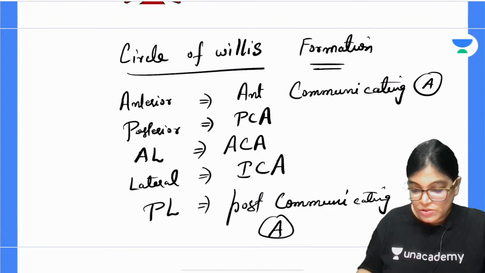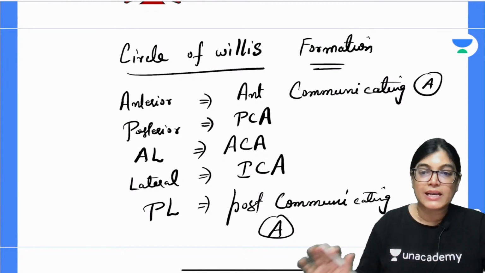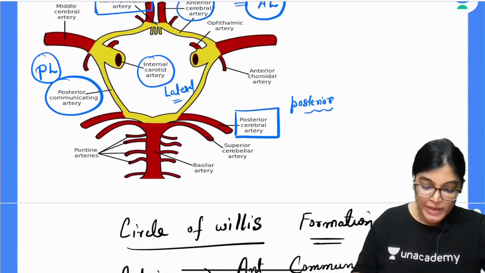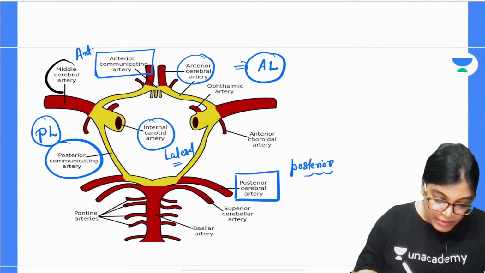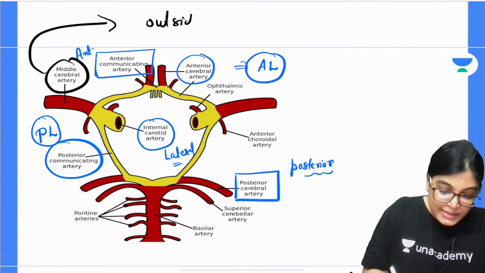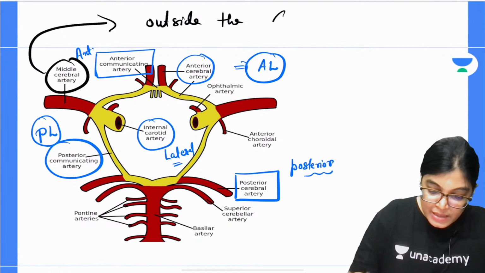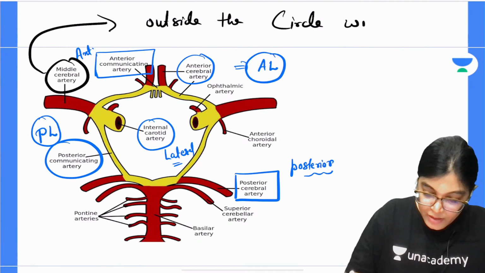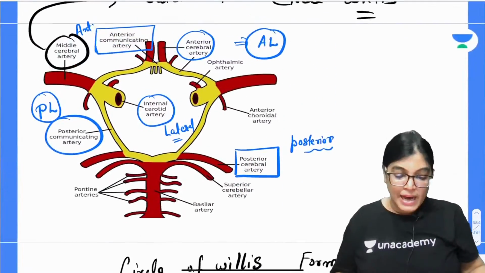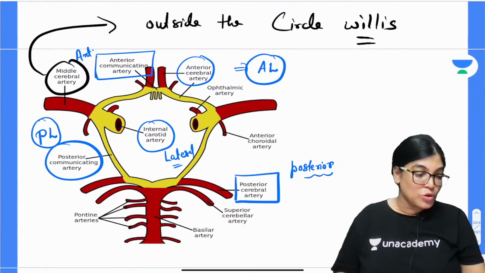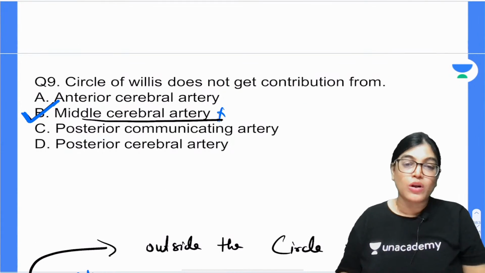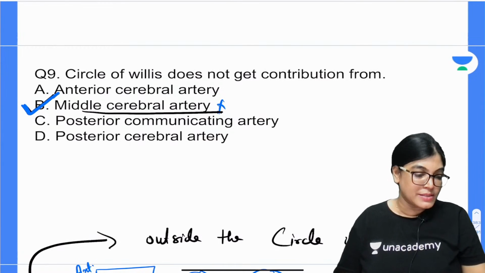So my dear aspirants, you can clearly see that the middle cerebral artery is not contributing. All of you can see here, this is the middle cerebral artery and it is lying outside the circle of Willis. So this is quite clear in this image. Most of you have given the right answer, and the correct answer is B: the middle cerebral artery is not contributing to the formation of the circle of Willis.